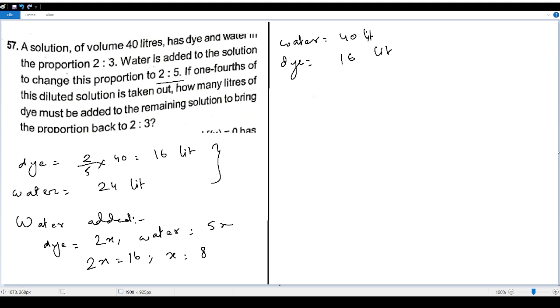Now, if 1/4 of this diluted solution is taken out, okay. So what is happening now? What is the total solution? What is the total quantity? 40 was initially there, and then 16 dye, so 56.